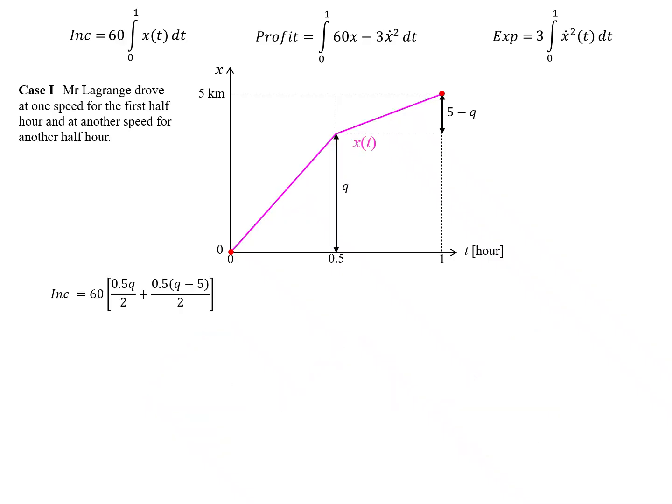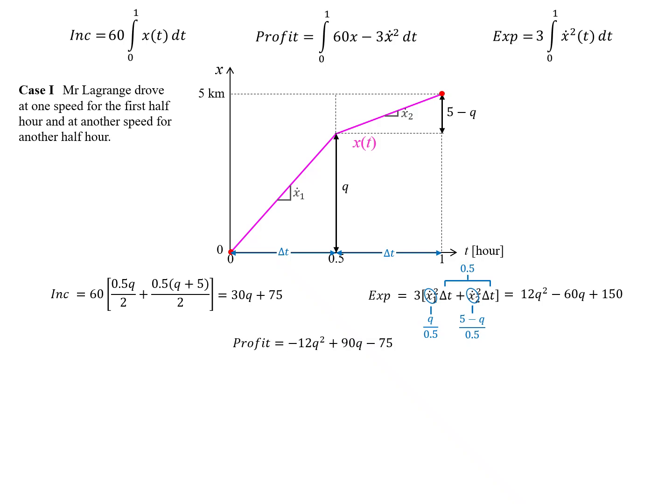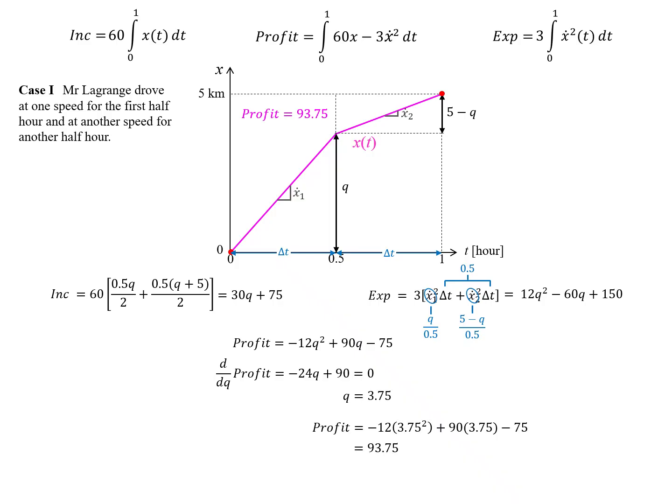The income is 60 times the area under the pink curve, which is 3q plus 7.5, while the expense is 3 times x1 dot squared delta t plus x2 dot squared delta t, where delta t is 0.5. Substituting x1 dot with q over 0.5 and x2 dot with 5 minus q over 0.5 gives 12q squared minus 60q plus 150. Subtracting the expense from the income, we obtain the profit as shown. Differentiating the profit with respect to q and setting it to 0, we have q equals 3.75 and the maximum profit in this case is 93.75.